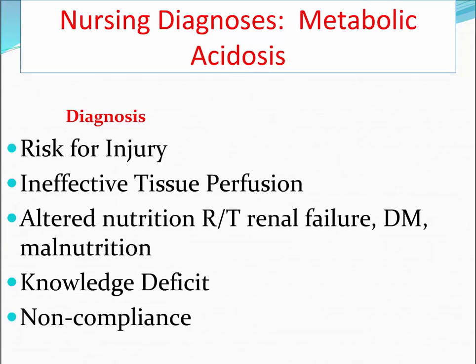Here are some common diagnoses for a client experiencing metabolic acidosis. Because there are safety concerns, I listed risk for injury first. Ineffective tissue perfusion. We could also add in there decreased cardiac output if there's arrhythmias, of course. It could be altered nutrition related to renal failure, diabetes, or even malnutrition with starvation. Could be knowledge deficit or non-compliance with a regimen or with a diabetic regimen. So there could be a lot of diagnoses depending on the actual cause of the acidosis.